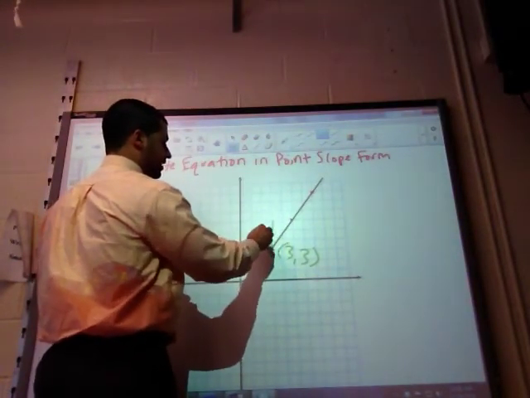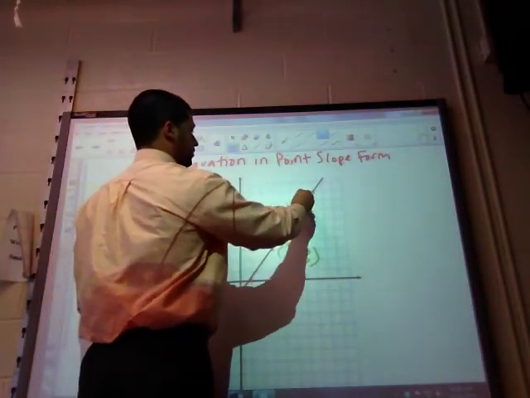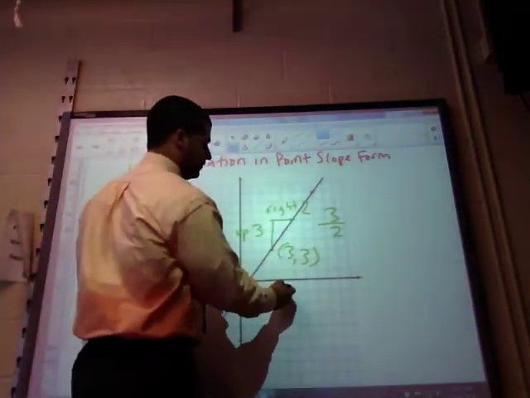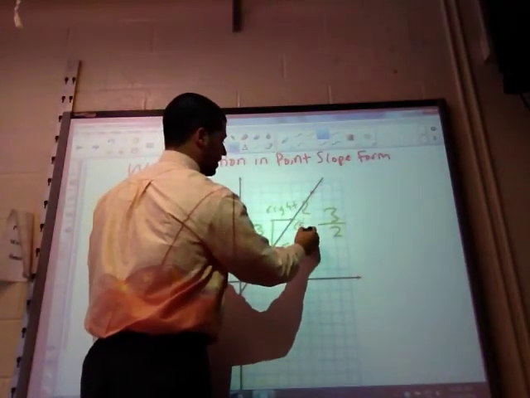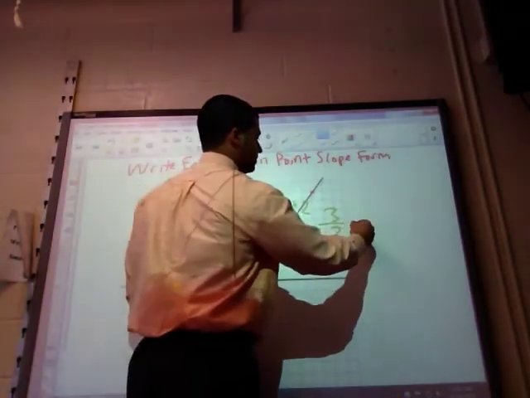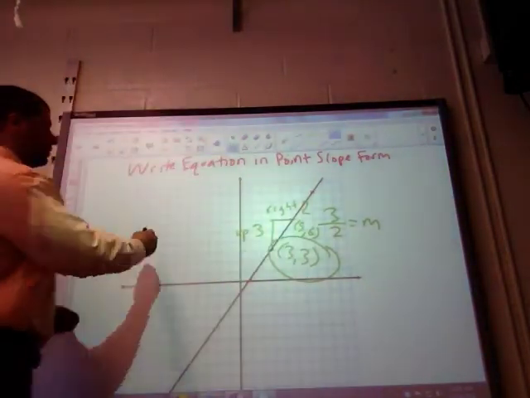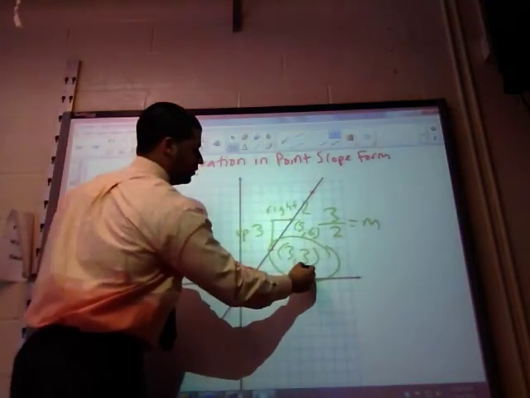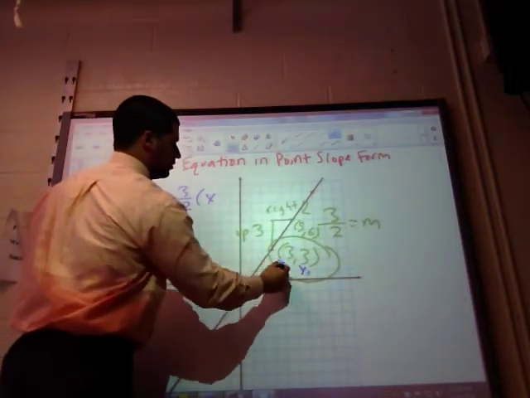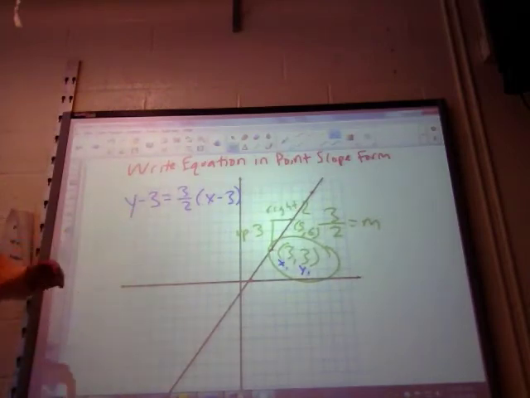on the graph. So we're going up 3, we're going right 2. So that's 3 over 2, right? You could also just do that by finding the points if you wanted to, that this is 5, 6. That's completely up to you how you want to find your slope. Regardless, I now have a slope and a point, and I'm prepared to make point-slope form. So I could say y minus 3, because that's y1, equals 3 halves x minus 3, which is x1. And I've created a point-slope form from a graph.